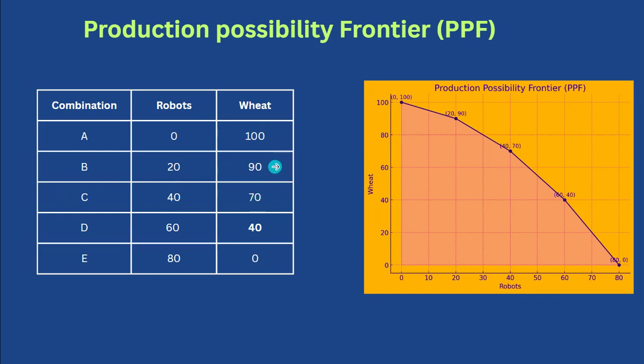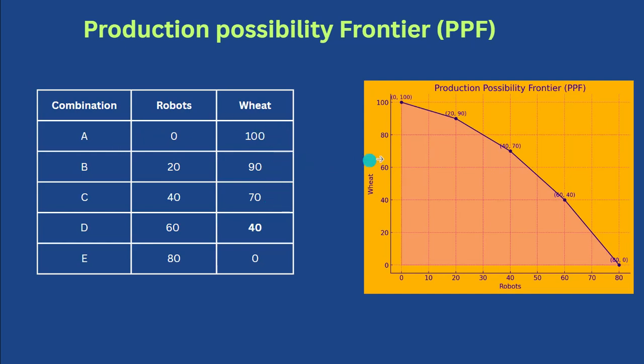So if you reduce 10 tons, then you are able to make 20 units of robot. Here 20 tons reduced, here you are able to make 40 units of robot. So wheat production is giving up. You are reducing the wheat production and you are increasing the robot production. How much? Here 10 tons, here 20 tons.